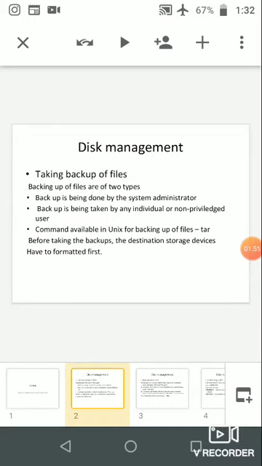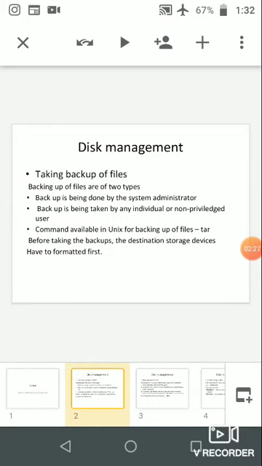And when we are talking about taking backup or the backup process, there are mainly two types of backups usually done, which we can see frequently in a typical Unix environment or system administration environment, mainly with Unix or in some versions of Linux also.